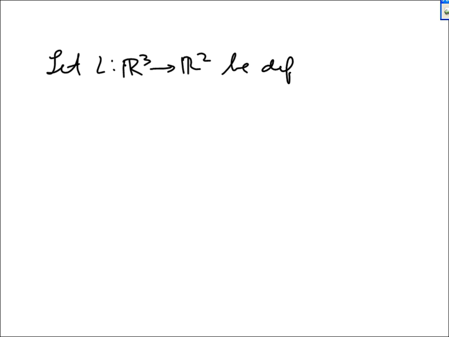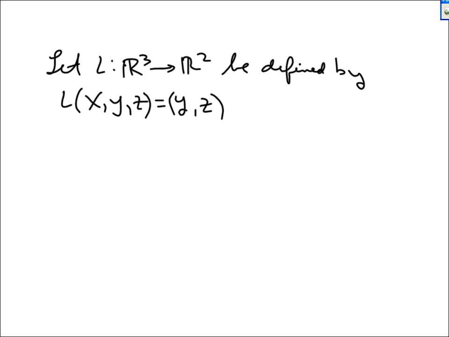Okay. Let L be a mapping from R3 to R2 defined by the following. L of x, y, z is y, z. This is a projection of R3 onto the yz plane.